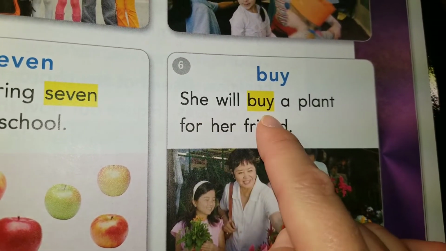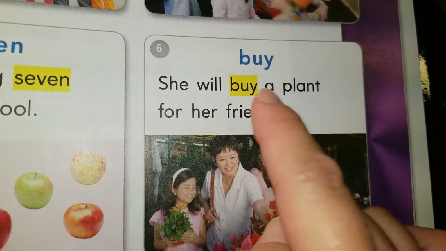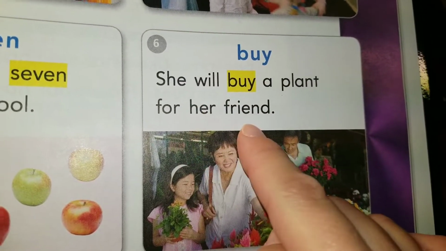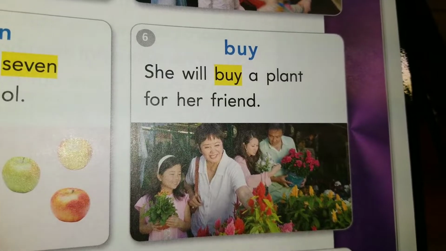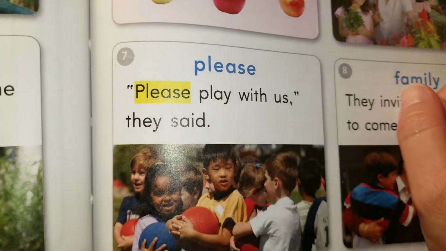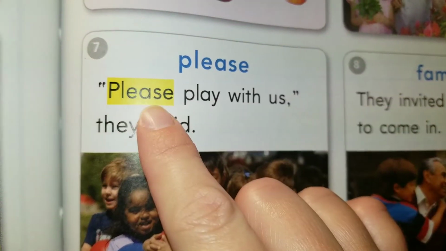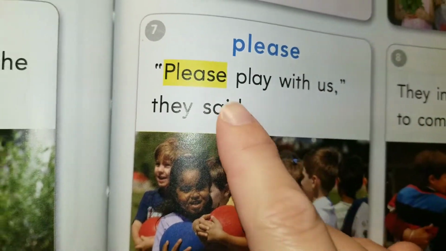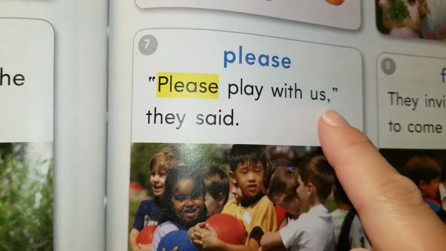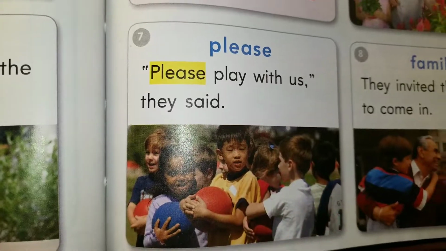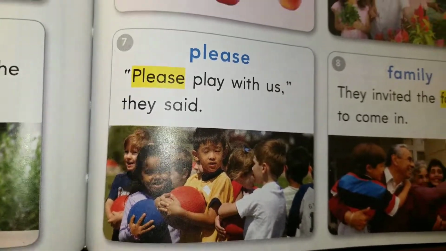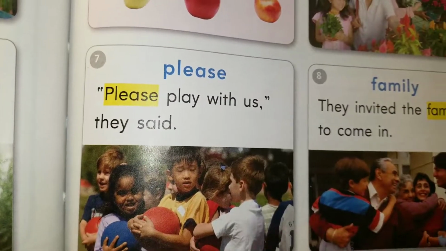She will buy a plant for her friend. Number 7. Please. Always say please and thank you, right? Please play with us, they said. Looks like they don't want to share, right?